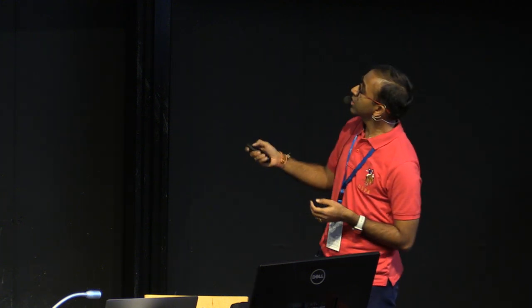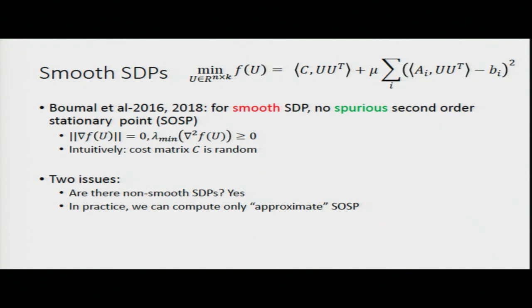So that's great. But unfortunately, there are several interesting SDPs which are not smooth. That is, where this cost matrix can be far away from random. Moreover, in practice, we won't be able to solve a problem of this type exactly. That is, we won't be able to obtain an exact second order stationary point.